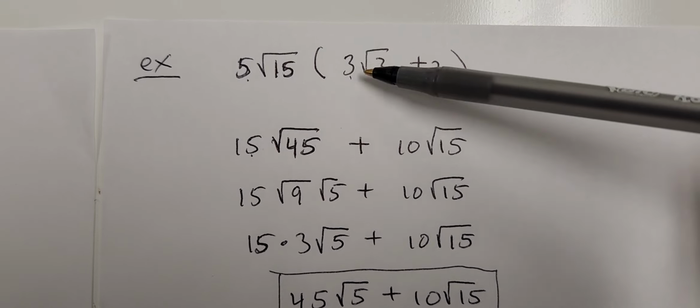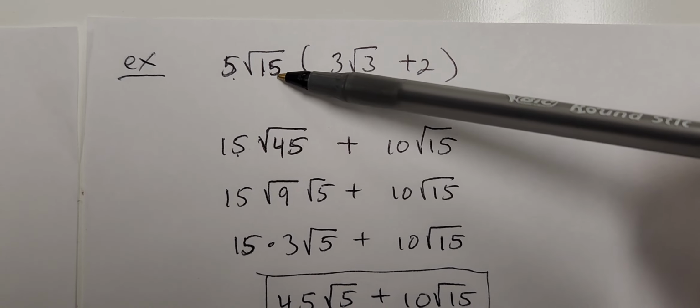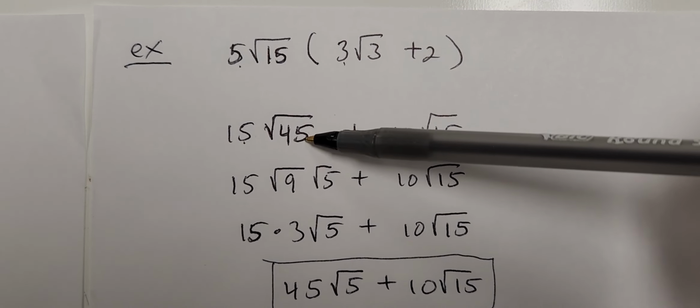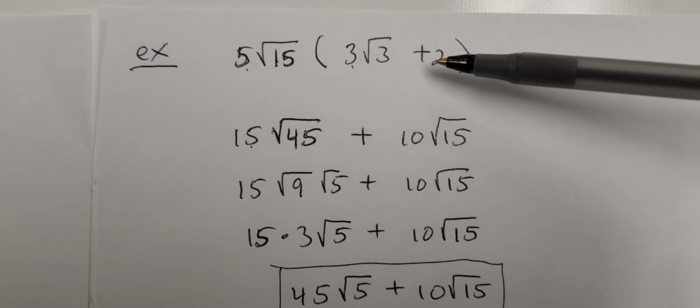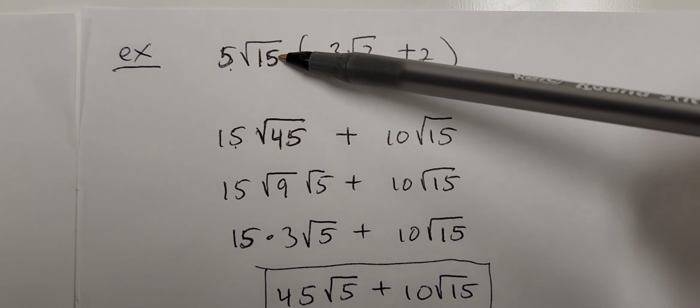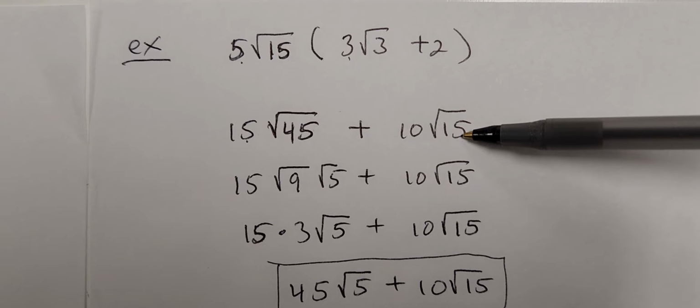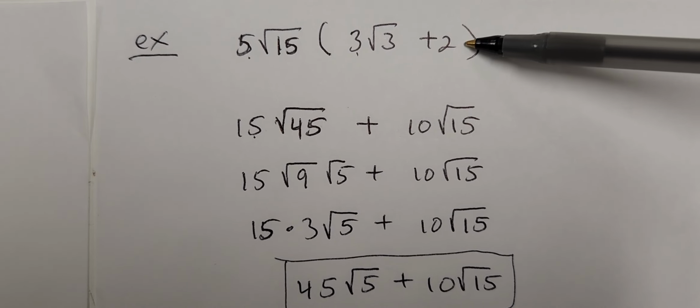One more time, we are just distributing. Okay, so 5 times 3 gives me 15. 15 times 3 gives me 45. 5 times 2 gives me 10. And the square root 15 stays as is because there's no other square root.